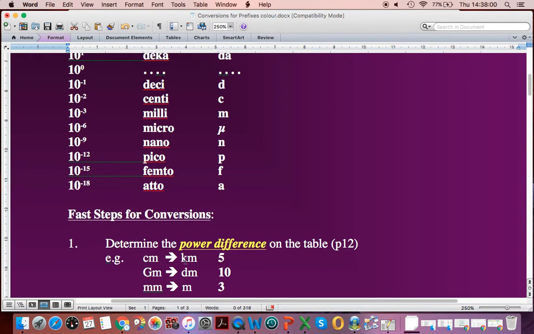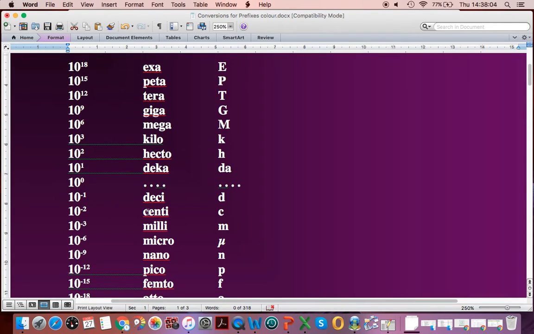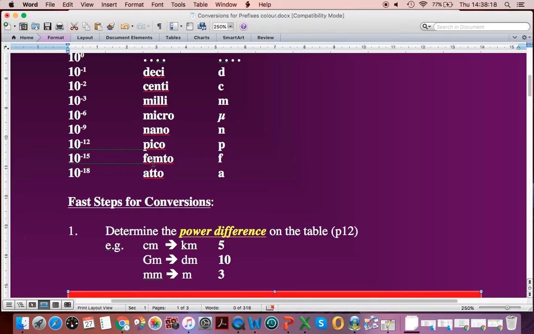Now, if we look at centimeters to kilometers, we are moving up the chart. We're moving from tiny units to much bigger units, and that means we don't need as many of these bigger units. So anytime you're starting and going up the chart, it's a negative in front of the power difference. So this would be 10 to the minus 5.